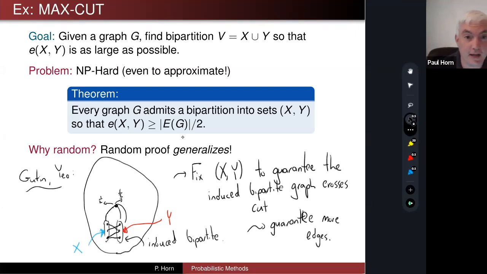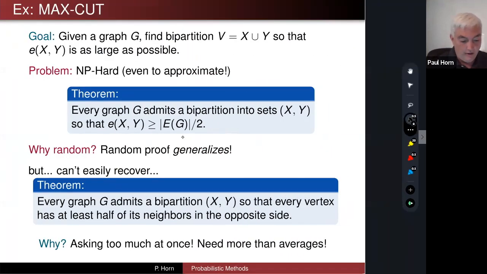I mean, maybe it's a single edge. Really, I can do better than that. But I can improve these kinds of ideas. I can take this idea, I can run with it, and I can get a stronger result. All right. So what's the problem with this?